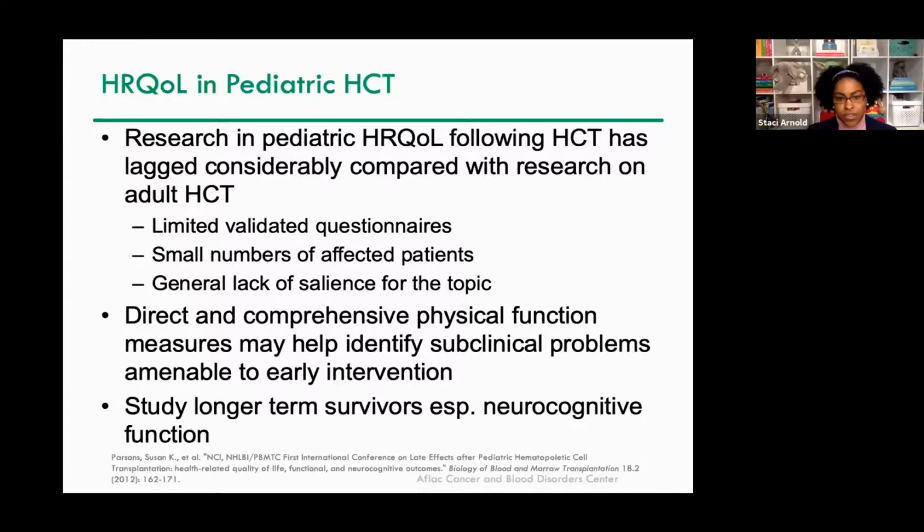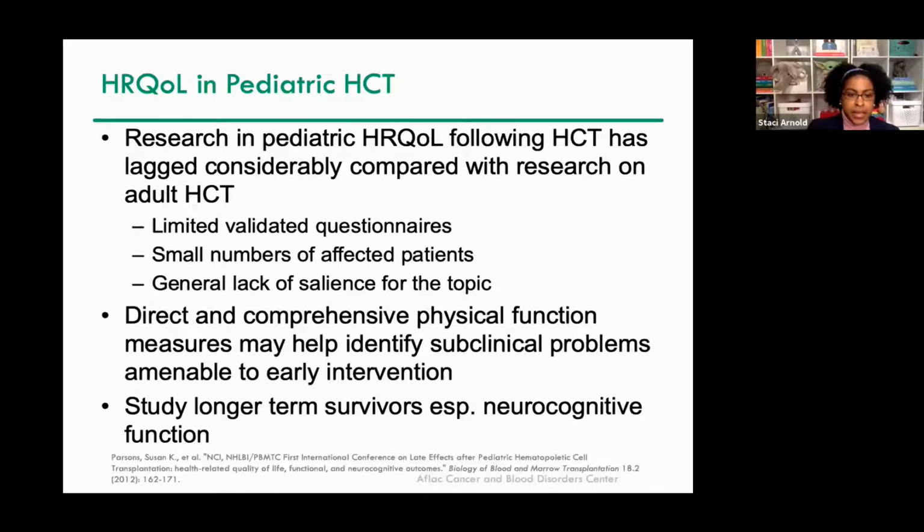And of course, understanding children, we can only go to a certain age to even analyze those topics. We also had small numbers of affected patients participating in studies, and really, unfortunately, there didn't seem to be an interest in this topic at the time. And ultimately, what they felt was that direct and comprehensive physical function measures may actually help us identify problems before they've come to fruition and allow early intervention. They also noted that it was really important to study longer-term survivors, especially as this relates to neurocognitive function and the impacts we may see later.